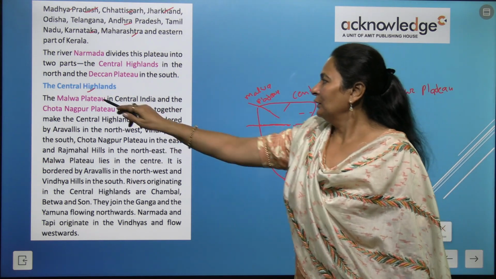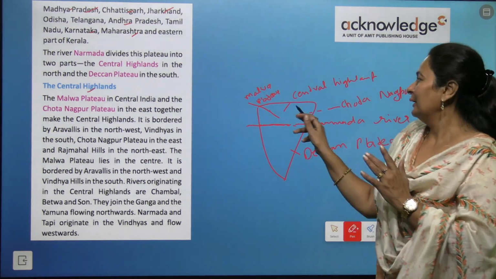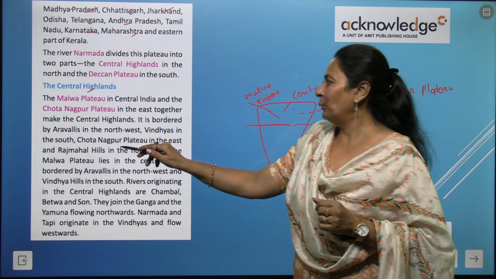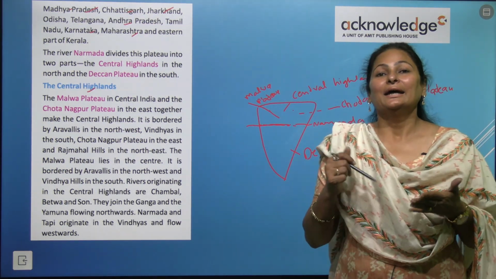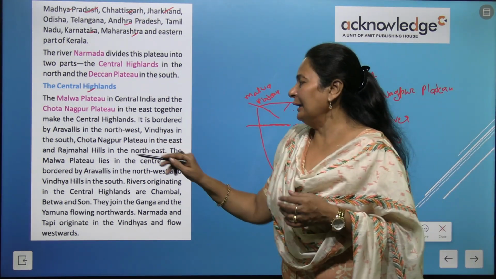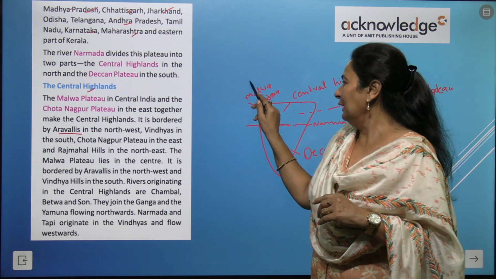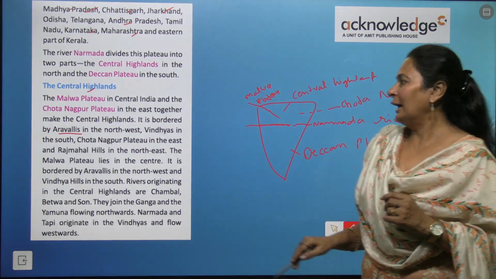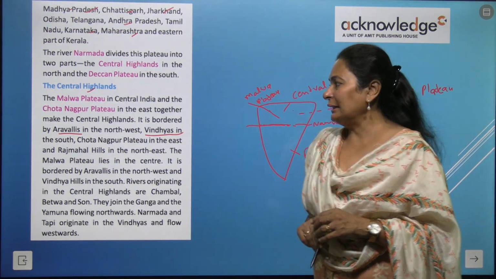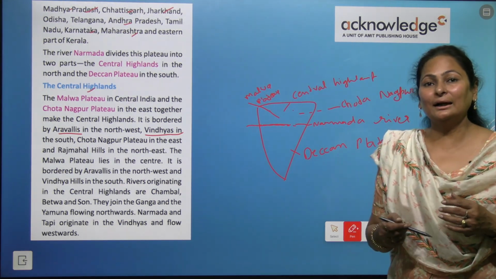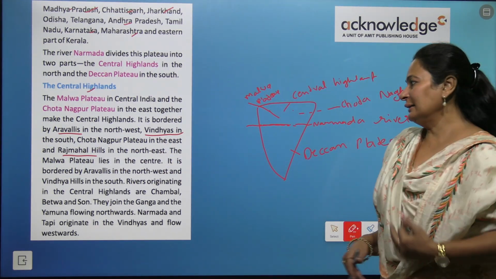Alright. So the Malwa Plateau in central India and the Chota Nagpur Plateau in the east together make the Central Highlands. It is bordered by the Aravali in the northwest and the Vindhyas in the south. Right, again two more hill ranges. First is the Aravali, in the northwest direction, and in the south are the Vindhya ranges. Right, the Chota Nagpur Plateau is in the east and the Rajmahal Hills in the northeast direction. The Malwa Plateau lies in the center.